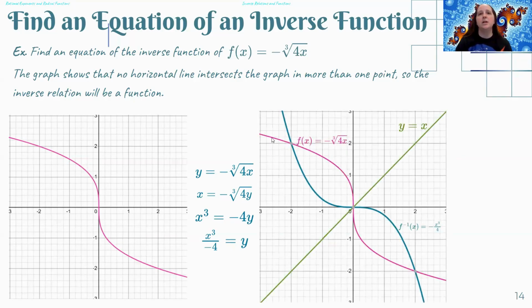So you can see here, my pink is my original. My blue is my inverse function. And this green line here, y equals x, is the line that I'm reflecting across. All right, since the inverse is a function, the inverse of f of x equals negative x cubed divided by 4.